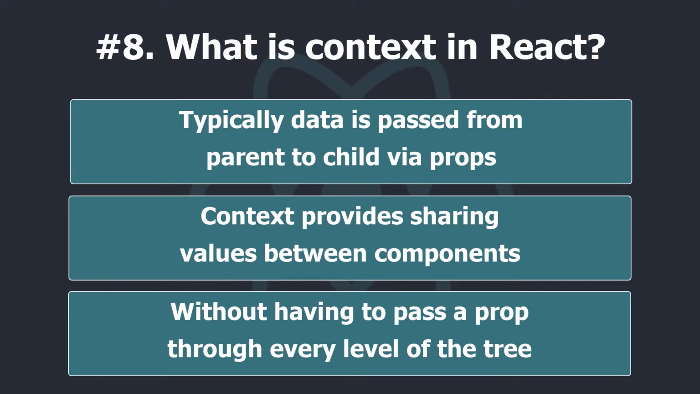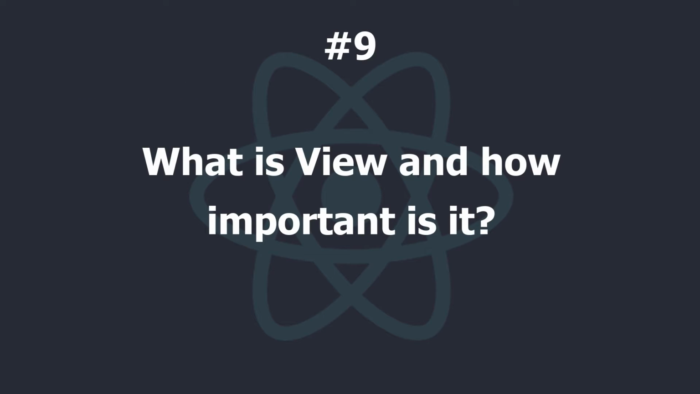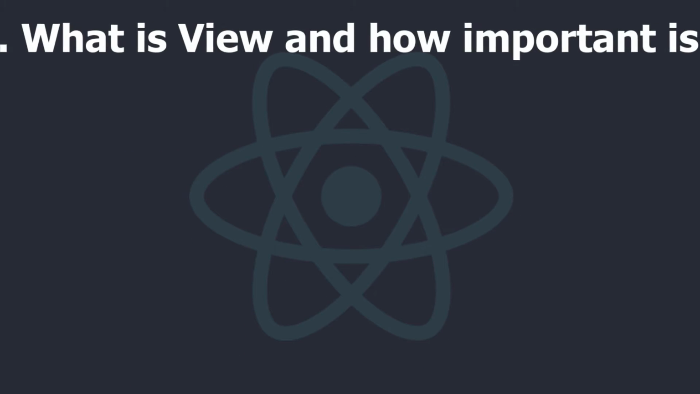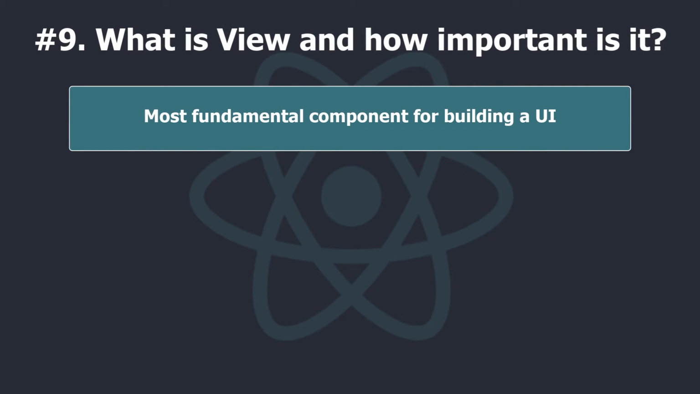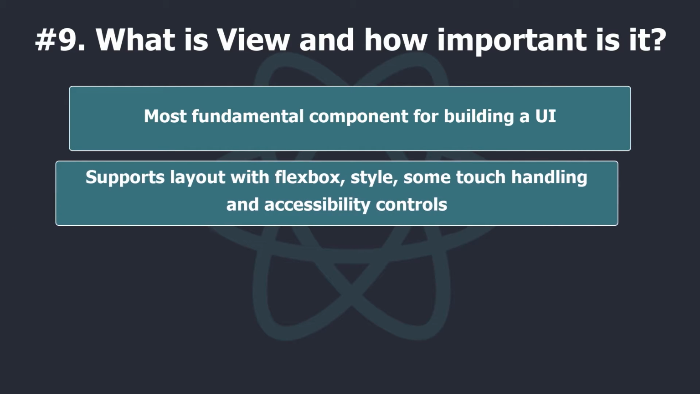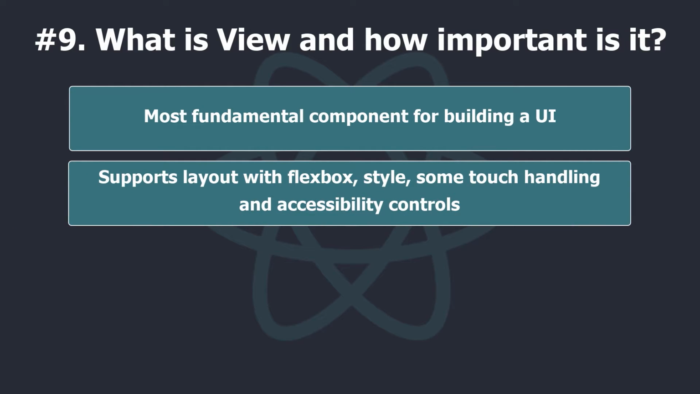Context provides a way to share values like these between components without having to explicitly pass a prop through every level of the tree. What is View and how important is it? View is the most fundamental component for building a UI in React Native. View is a container that supports layout with Flexbox, style, some touch handling, and accessibility controls.